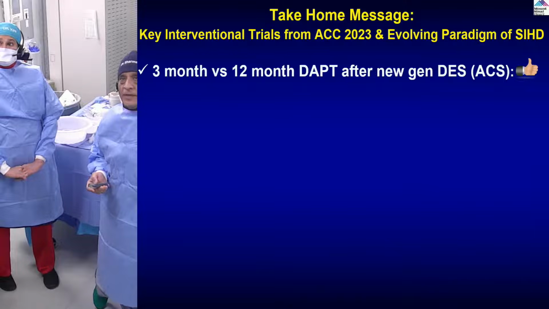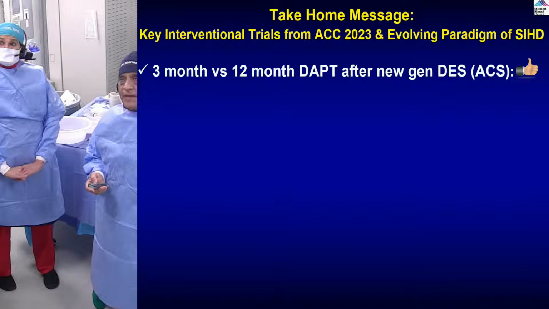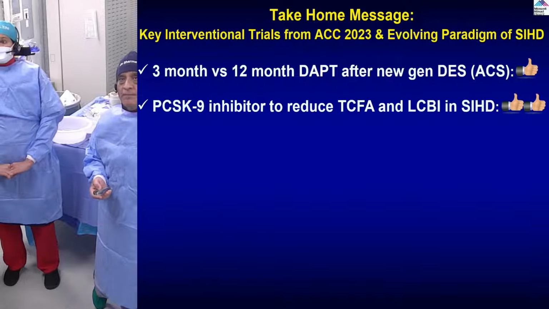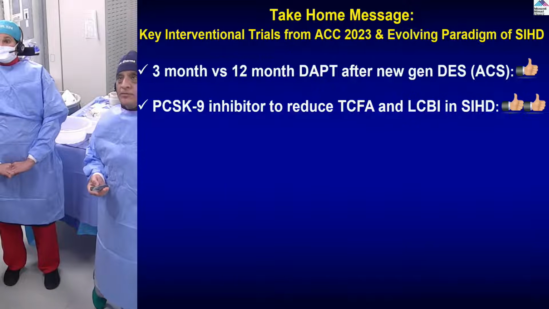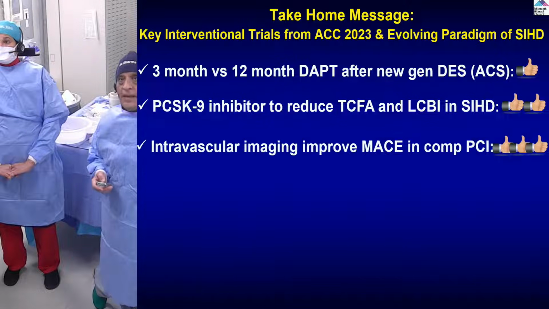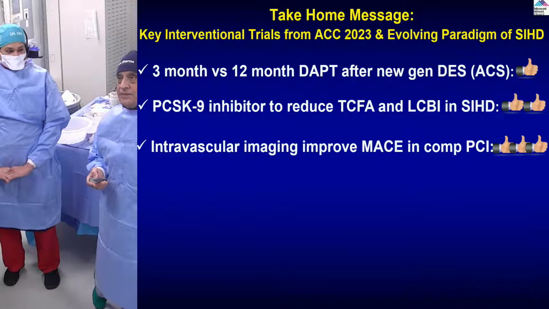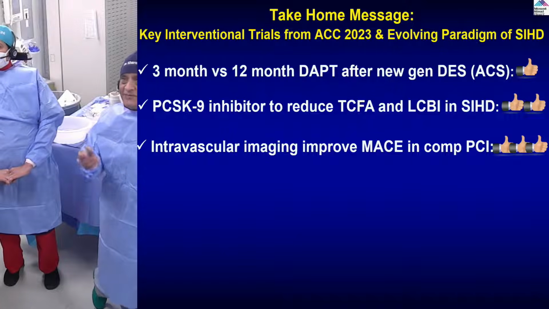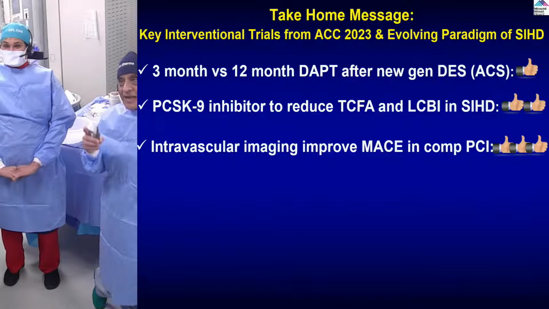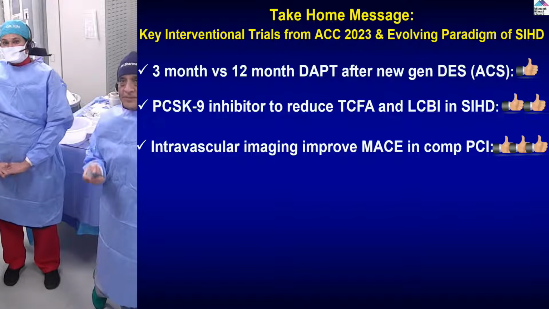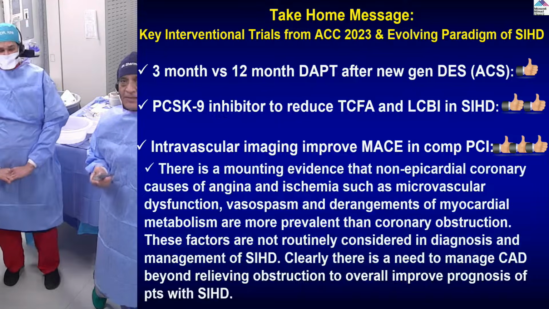So let me put this together. 3 months versus 12 months DAPT after new generation DES, many of them acute coronary syndrome, thumbs up. PCSK9 inhibitor to reduce TICFA and LCBI in stable ischemic heart disease, 2 thumbs up. And then intravascular imaging improves MACE in complex PCI, 3 thumbs up. So Anu is asking why not 3 thumbs up for the PCSK9? It will be 3 thumbs up when it shows the outcome. So 3 thumbs up is only for the outcomes. That's where the real life is.